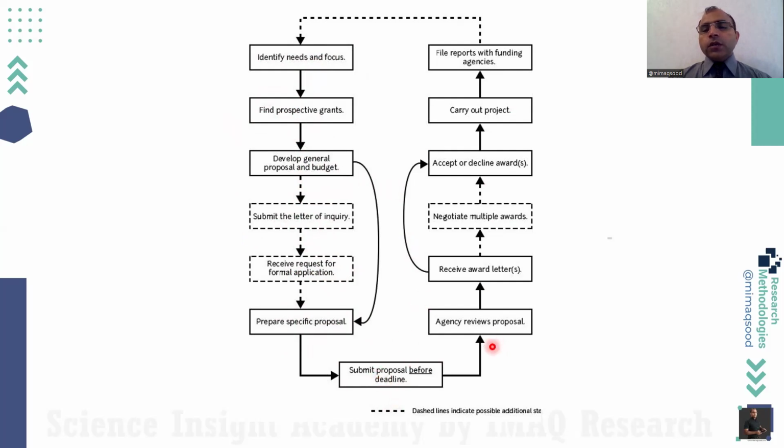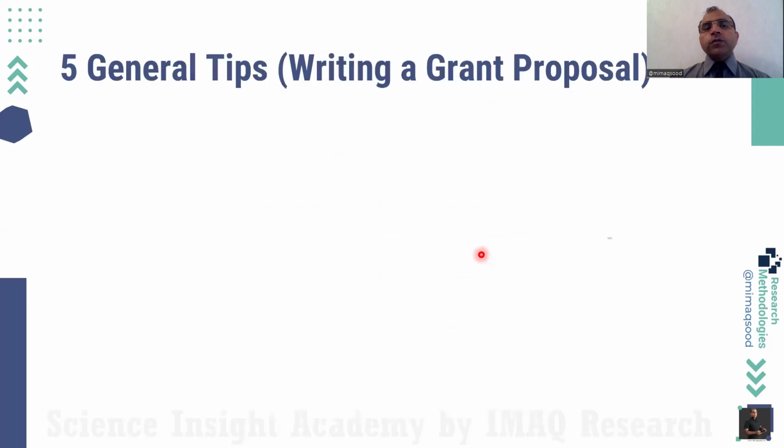When the agency receives your proposal, usually they review it, and after that, either they award you, or they do some negotiations, or they accept or reject it. When they accept it, you have to carry out the project, and then you have to write a final report. And if they reject it, then you have to improve the grant, and for the next round of grant applications, you can apply again. So this is the complete process from starting to submitting to writing the project report.